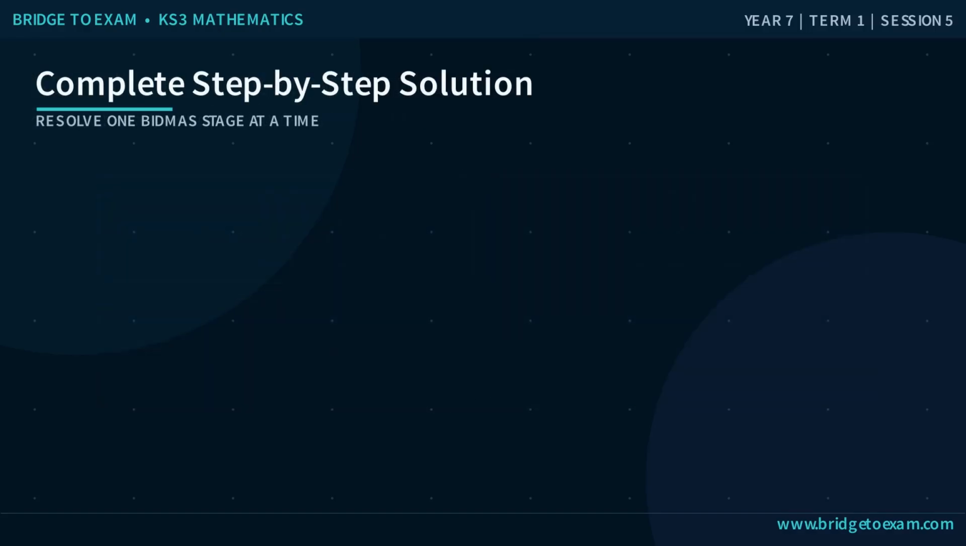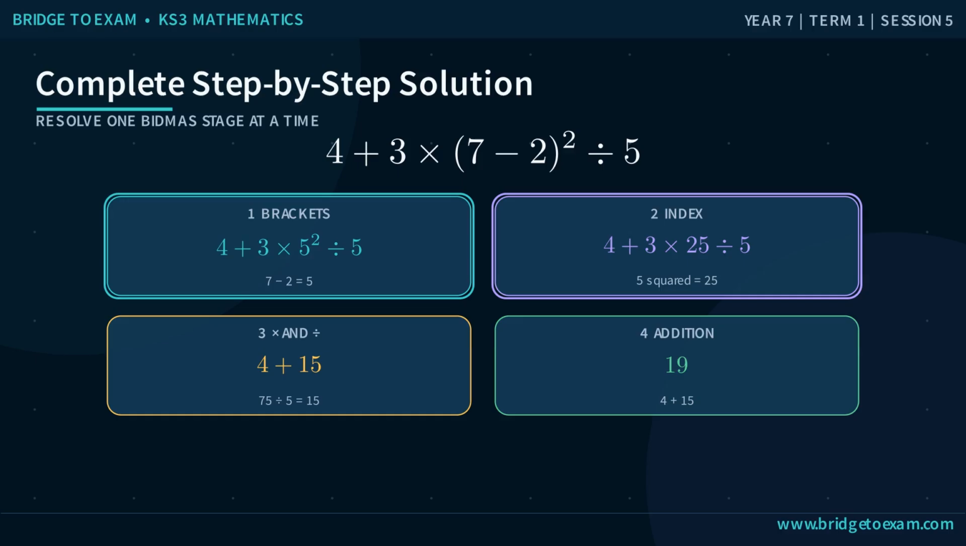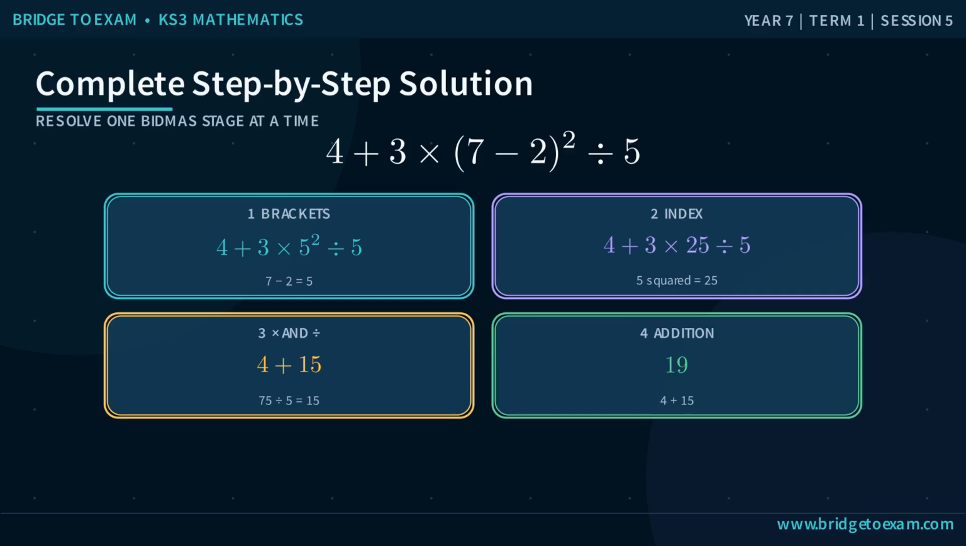Let us evaluate 4 plus 3 times, open bracket 7 minus 2, close bracket squared, divided by 5. First, the bracket gives 5. Next, 5 squared gives 25. Multiplication and division now share one stage, left to right. 3 times 25 is 75, then 75 divided by 5 is 15. Finally, 4 plus 15 equals 19. Only the active part changed on each line.